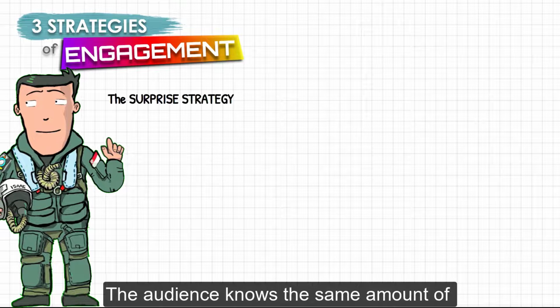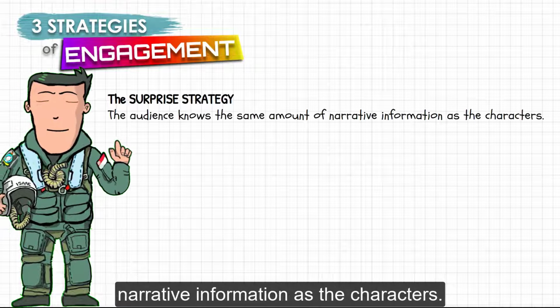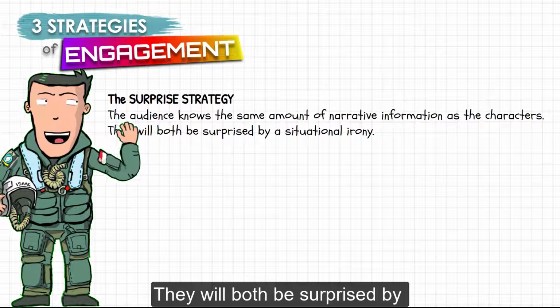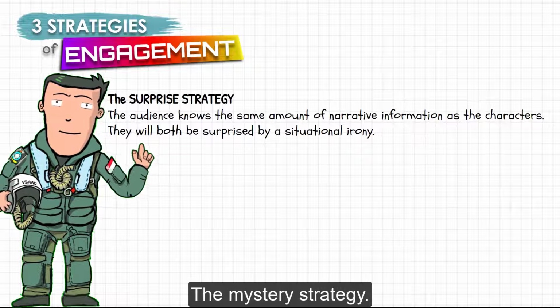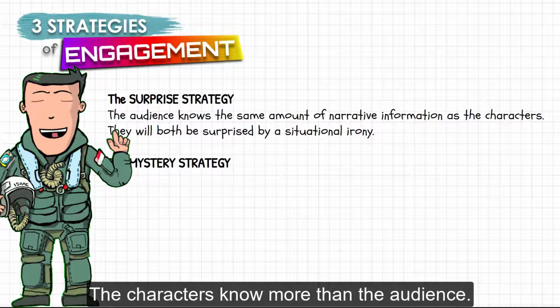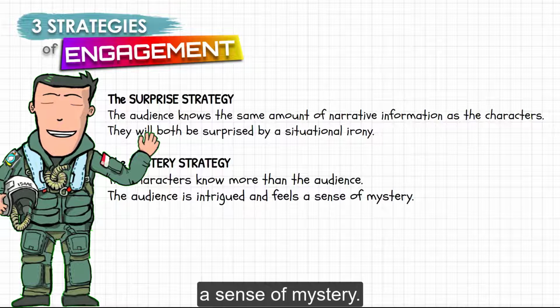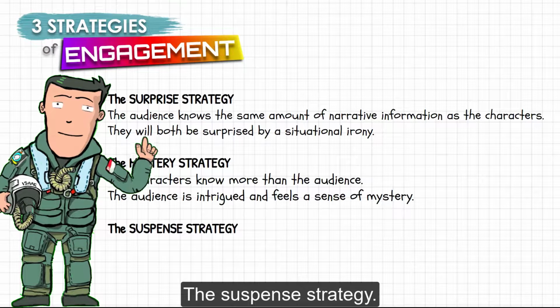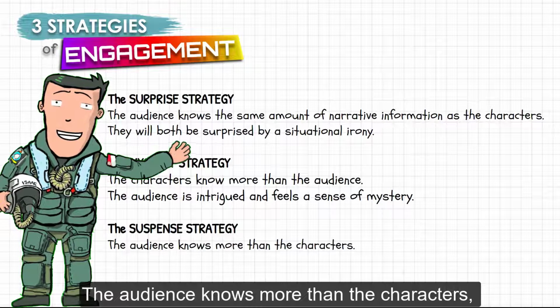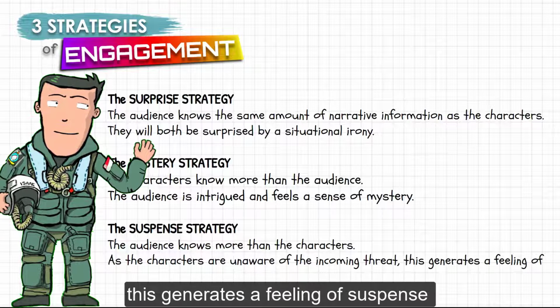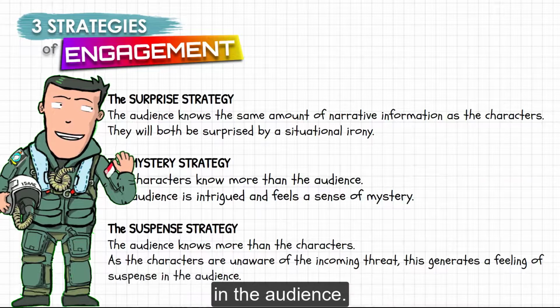The surprise strategy: the audience knows the same amount of narrative information as the characters. They will both be surprised by a situational irony. The mystery strategy: the characters know more than the audience. The audience is intrigued and feels a sense of mystery. The suspense strategy: the audience knows more than the characters, as the characters are unaware of the incoming threat. This generates a feeling of suspense in the audience.